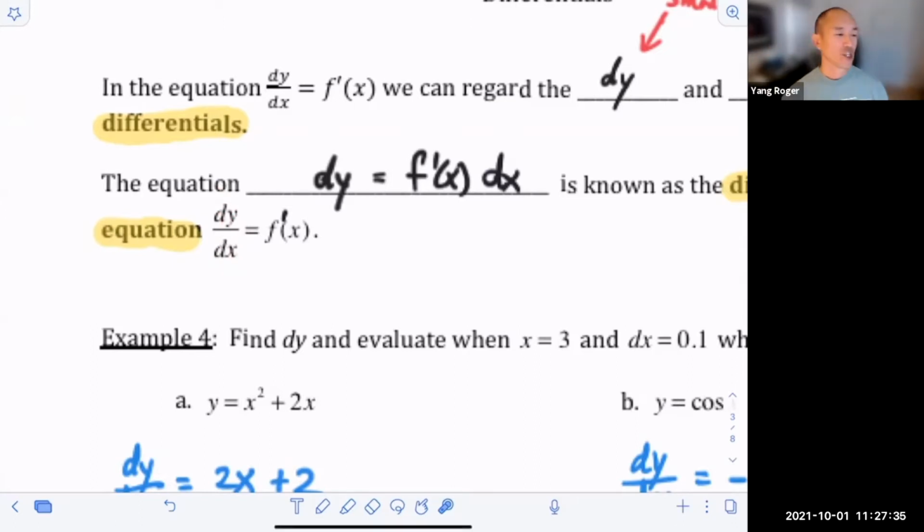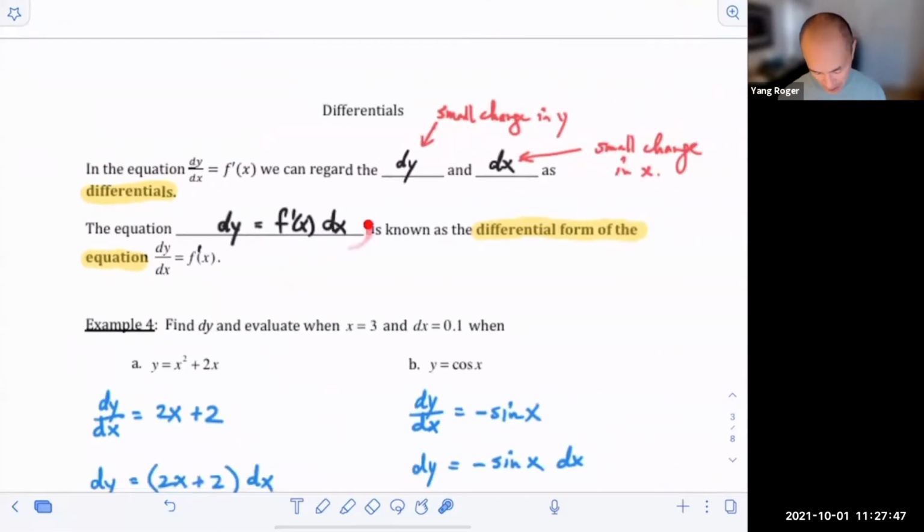And what we're going to do is take this and split this in half. We're going to think of the derivative as a quotient of two differentials. We're going to multiply both sides by dx. So that's kind of what we get over here. Okay. And what is the purpose of a differential?